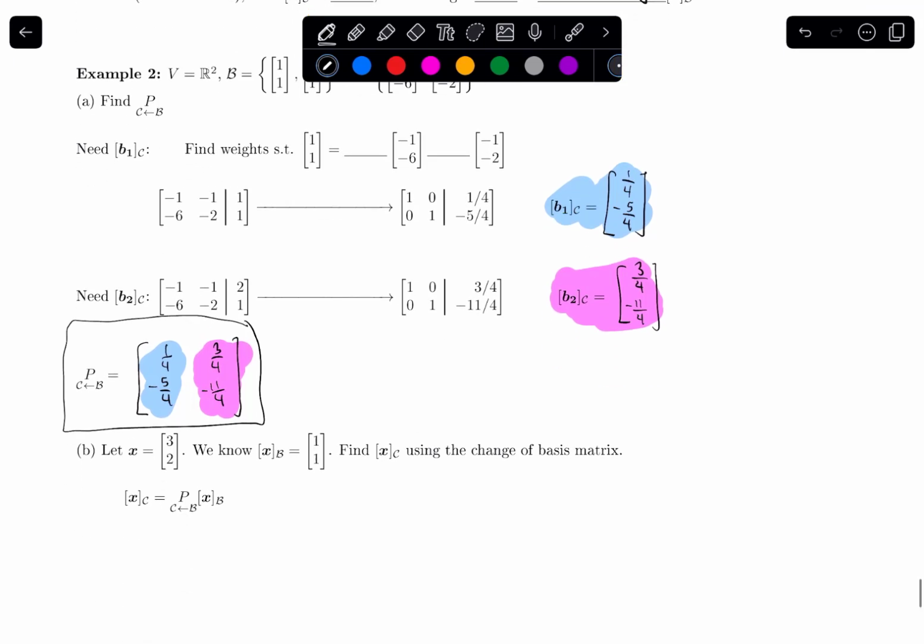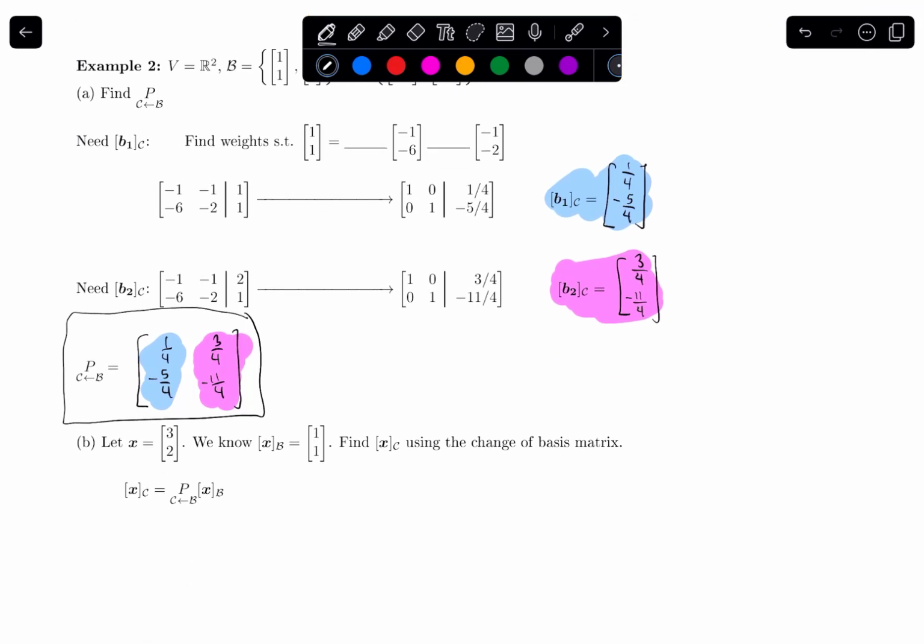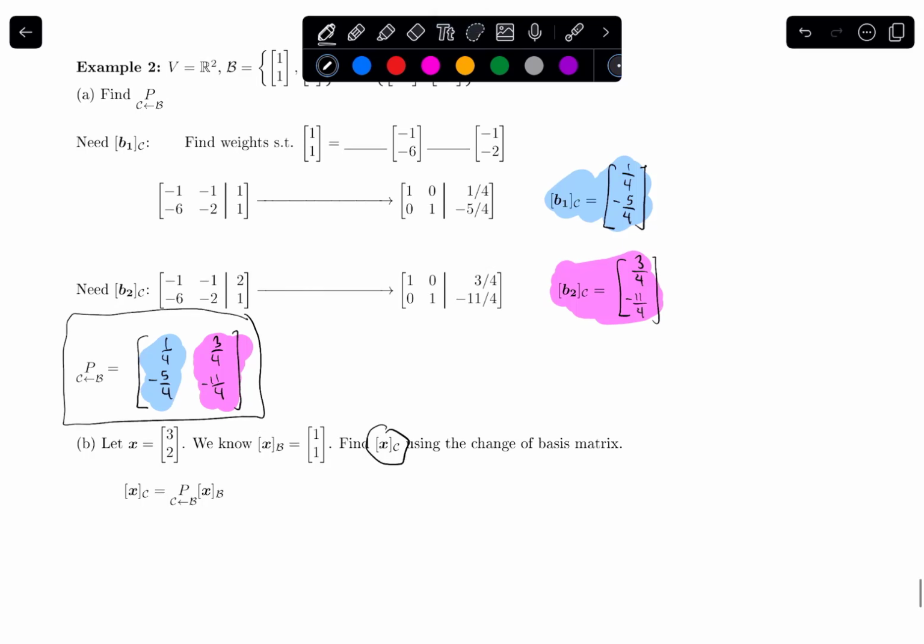So now in part B, recall that when x was the vector 3, 2, I know that the B coordinate vector was 1, 1. We solved for that at the start of the video. Let's find the coordinate vector of x in terms of the basis C using this change of basis matrix. Having this change of basis matrix will make getting this coordinate vector really quick.